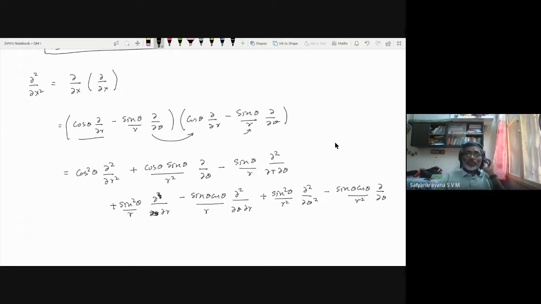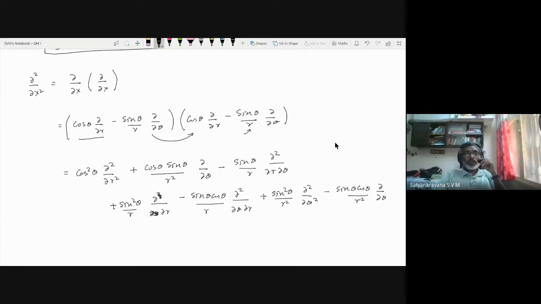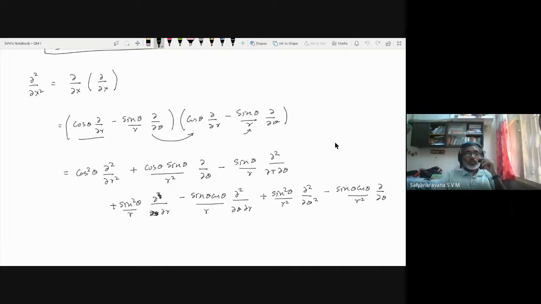Okay, so this is how you have it. I hope I have done this correctly. Excuse me, sir. In the third term, there will be cos θ also, right? In the first term with sin θ by r ∂²/∂r∂θ, that term there should be cos θ also, right? Yeah, there will be cos θ also. Yes, cos θ. Yeah, you are right.